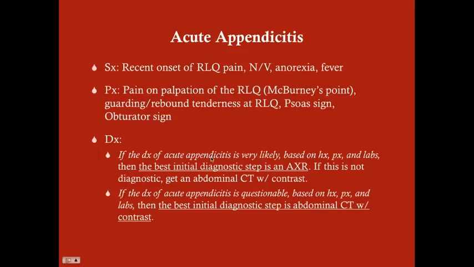So if the diagnosis of acute appendicitis is very likely, your next step is an abdominal x-ray. If the diagnosis of acute appendicitis is questionable, based on history, physical exam, and lab, so maybe the patient doesn't have a fever, they don't have an elevated white count, maybe they don't have the rebound tenderness with guarding, but they still have right lower quadrant pain, then your best initial diagnostic step will be to just go straight on to the abdominal CT with contrast. Abdominal CT with contrast is your most accurate test, and it's got almost 100% accuracy, pretty much just limited to the skill of the interpreter.